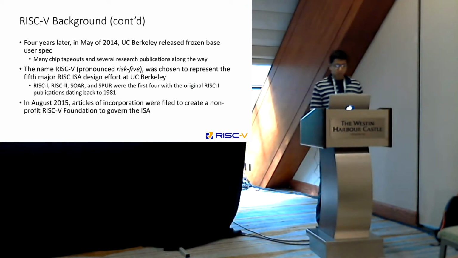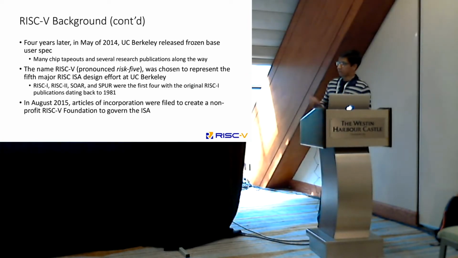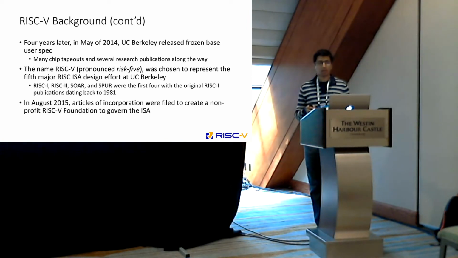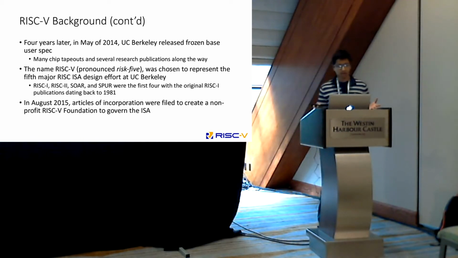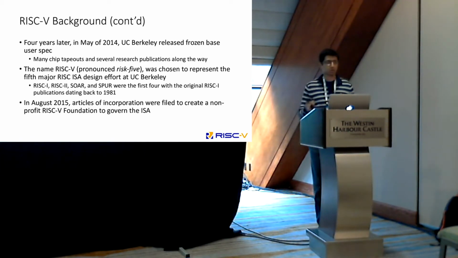And then if you jump forward to August 2014, articles of incorporation were filed to create a nonprofit RISC-V Foundation to govern the ISA and make sure it develops without a particular special interest like Berkeley controlling the whole thing.